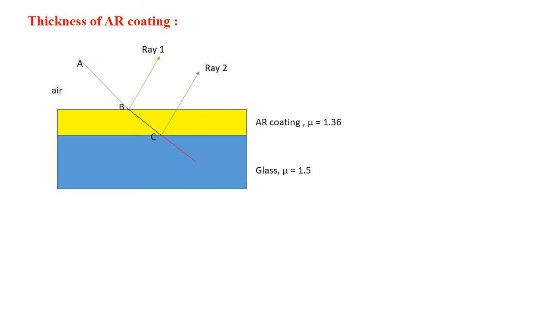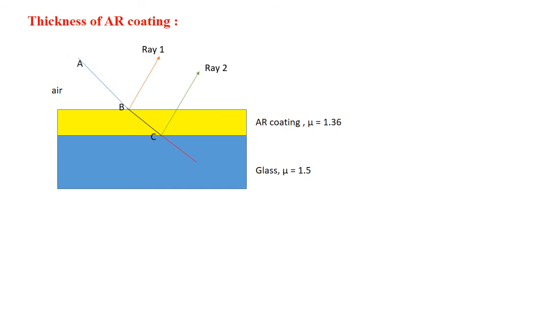Now ray 1 is getting reflected when the light is moving from air to the coating. Air refractive index is 1, coating refractive index is 1.36. So ray 1 is getting reflected when the light is moving from rarer to the denser. So ray 1 will suffer an additional change in path difference by lambda by 2.